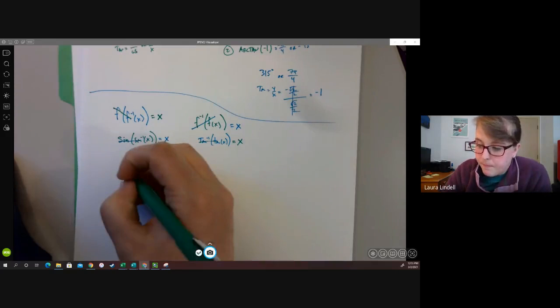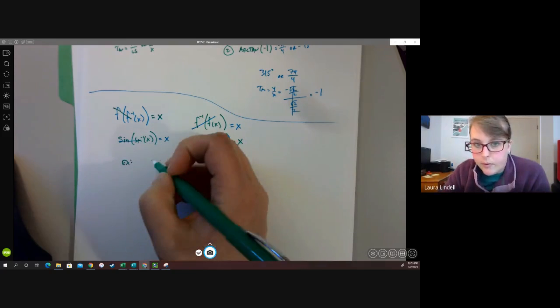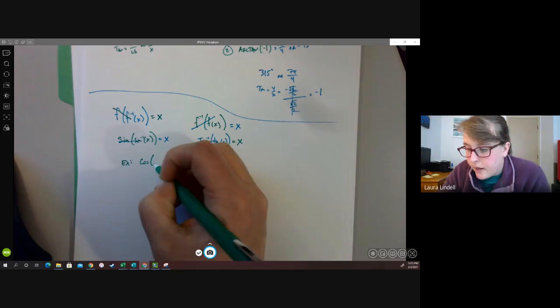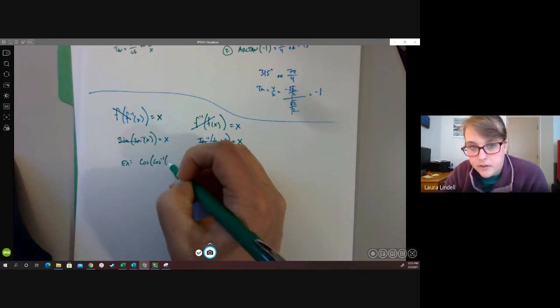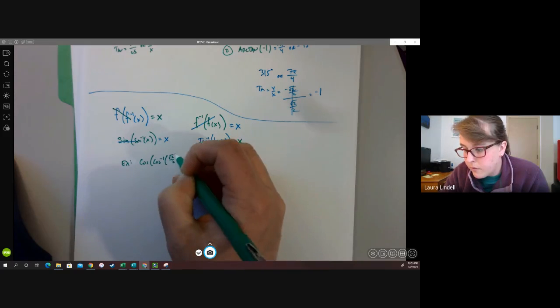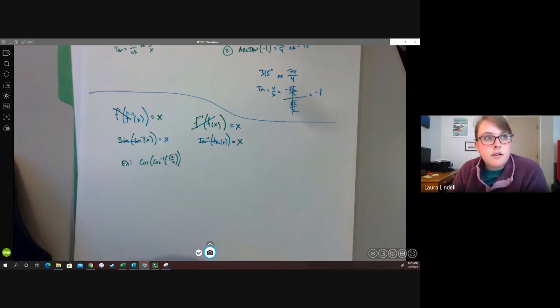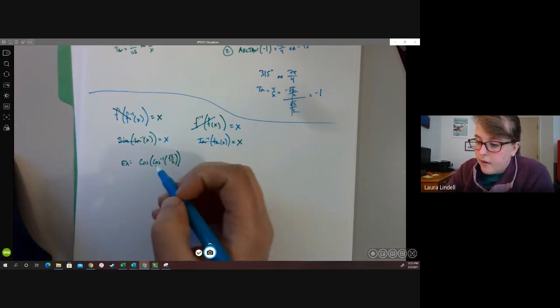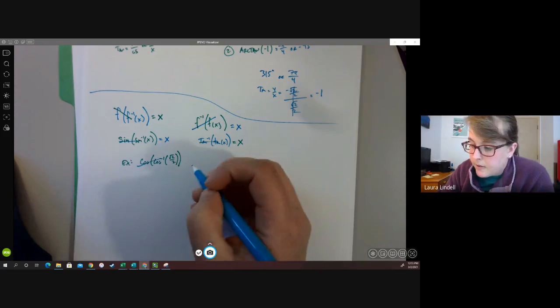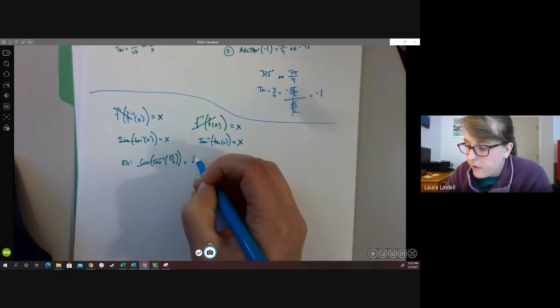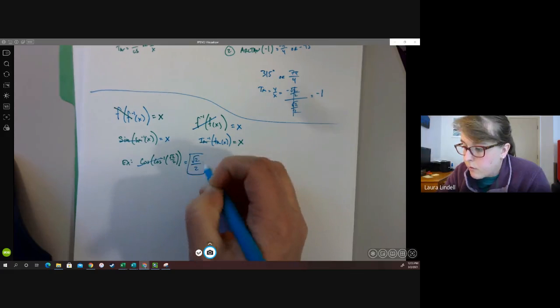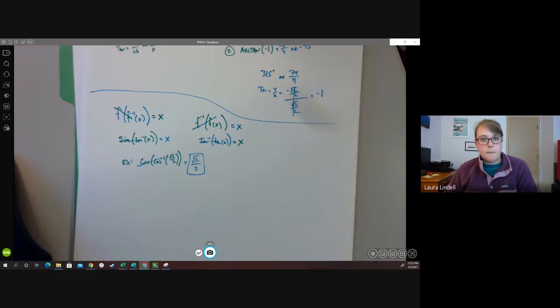For example, if we were to have cosine of cosine inverse of root 2 over 2, you would want to see that and be able to evaluate by canceling the cosine with the cosine inverse and getting root 2 over 2 for your answer.